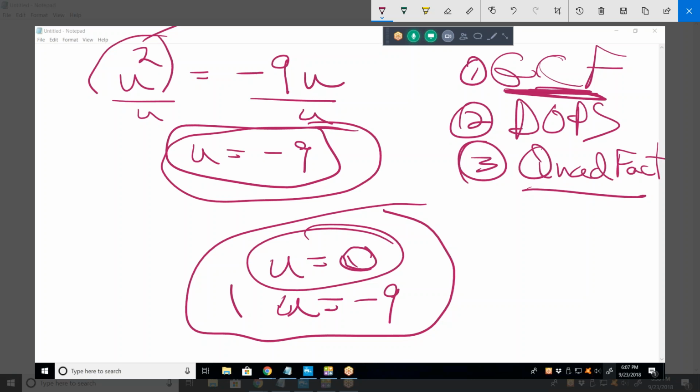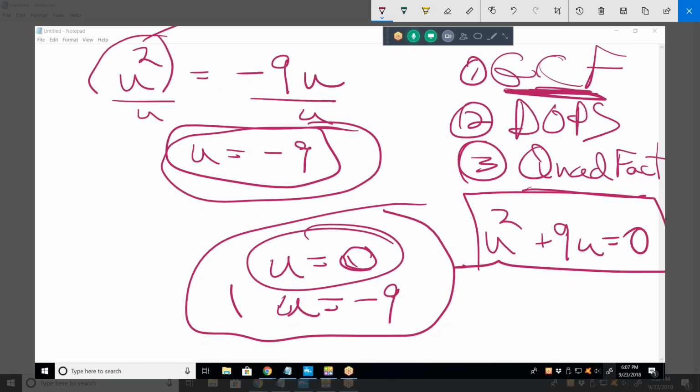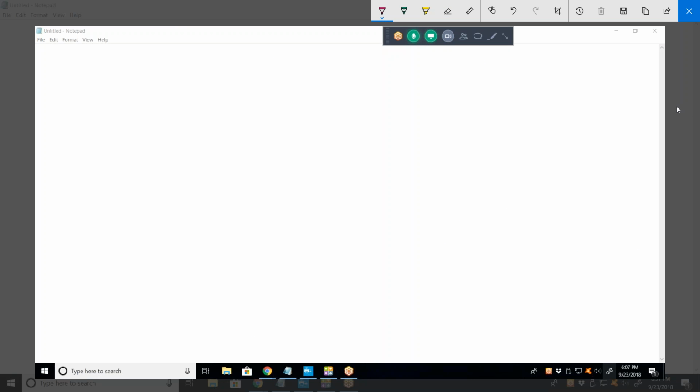So the much better way to do this problem is the way you did it, which is to add 9u to both sides, and then you end up with this. And then you get both solutions. In other words, then you do greatest common factoring, and you find the 0 solution and the minus 9 solution. That's just a little extra that it's not always obvious, but be careful about dividing stuff by a variable if it can be 0, because if that happens to be an answer, you're going to lose it. It'll disappear on you.